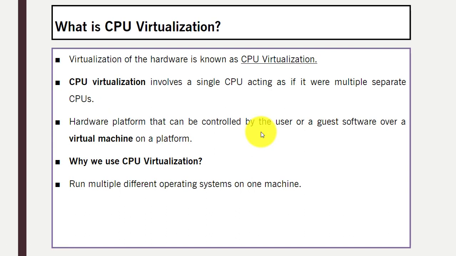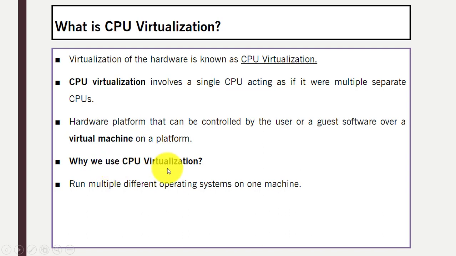Now we have CPU virtualization, that is, the virtualization of hardware, known as CPU virtualization. As you can see here, CPU virtualization involves a single CPU. Here a single CPU is acting as multiple separate CPUs. After CPU virtualization, a single CPU will act as multiple separate CPUs, and the hardware platform can be controlled by the user, or you can say the guest software, over the virtual machines.